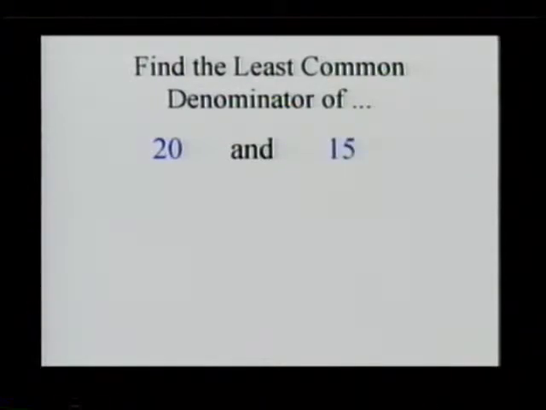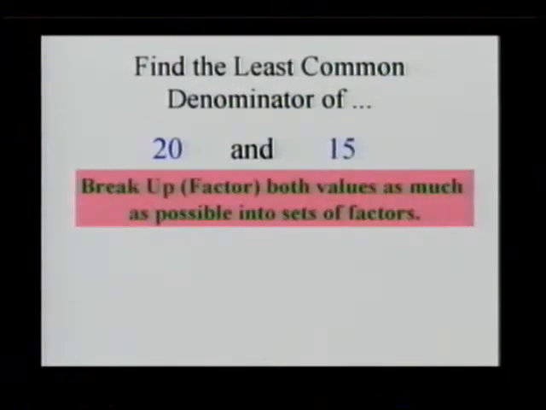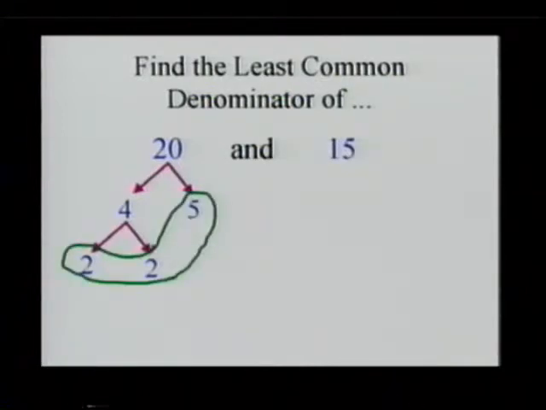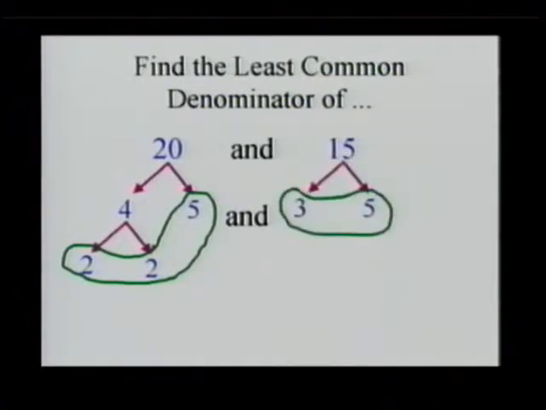First thing we're going to do is break them up as far as they'll go. We did this with factors, remember? Let's start with 4 and 5. Now, 4 can be broken up further, so we'll break it into 2 and 2. I don't see breaking 5 up any further. So that's the prime factorization of 20: 2 times 2 times 5. 15 I'll break up into 3 and 5, and they can't be broken up anymore.